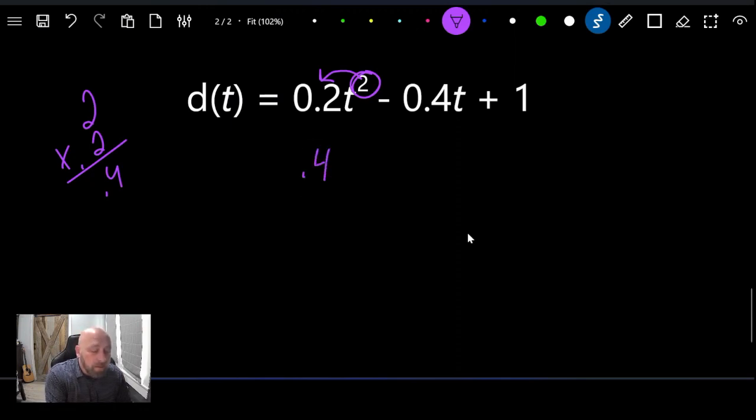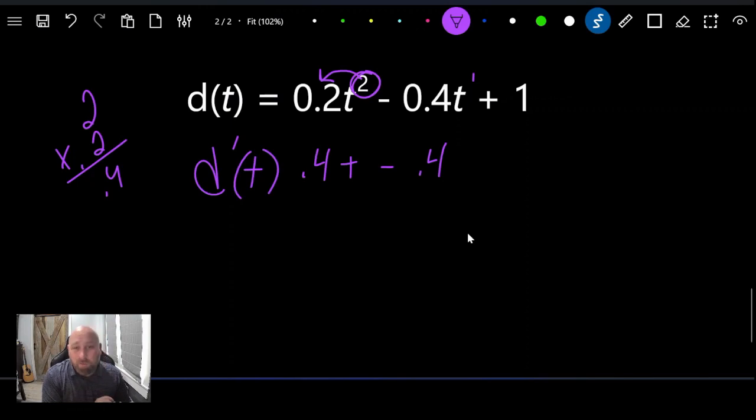And then the next step is to take the exponent and subtract 1. So 2 minus 1 is 1, so just a t. And then minus, we do the same thing. That's a 1 here, so 1 times that is going to be 0.4. And then the t goes away in that case, and the 1 is going to go to a 0. So this is the first derivative right here. We would call this d prime t. That's how we would write that.